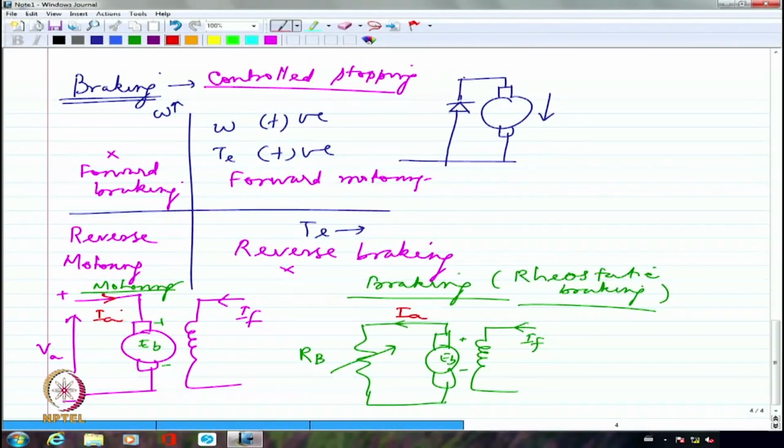If the IA direction has reversed, I'm definitely going to have the torque also reversed. So essentially EB divided by RB plus RA will give me whatever is my IA during braking.